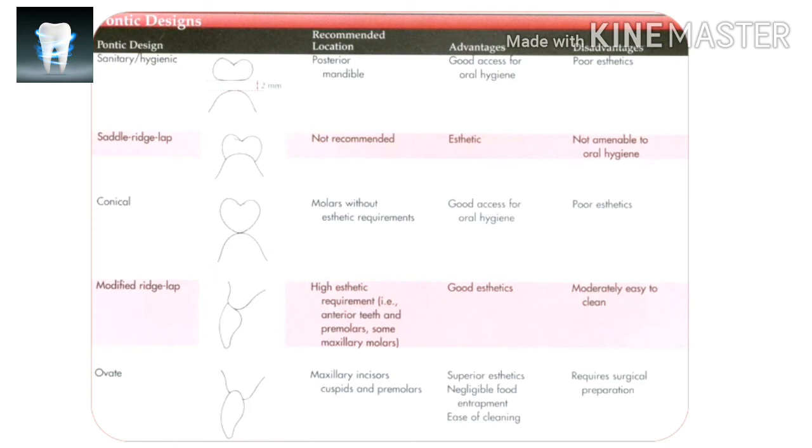Sanitary pontic, it's usually recommended in the posterior region. Advantage is the good oral hygiene and disadvantage poor aesthetics. Saddle pontics are not recommended. Conical pontics are usually used in molars without aesthetic requirements. Good oral hygiene is its advantage, and disadvantage is the poor aesthetics. Modified ridge lap is usually used in highly aesthetic areas such as anteriors and premolars. Advantage is the good aesthetics, and disadvantage is the difficulty in cleaning.